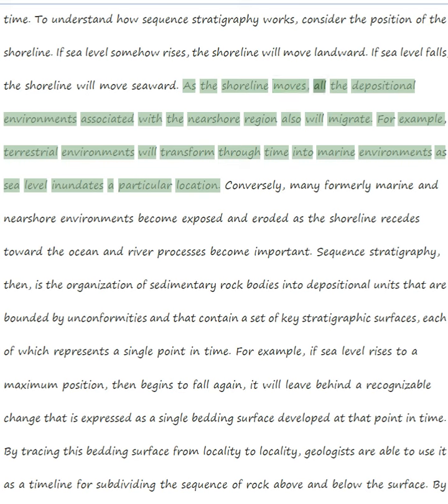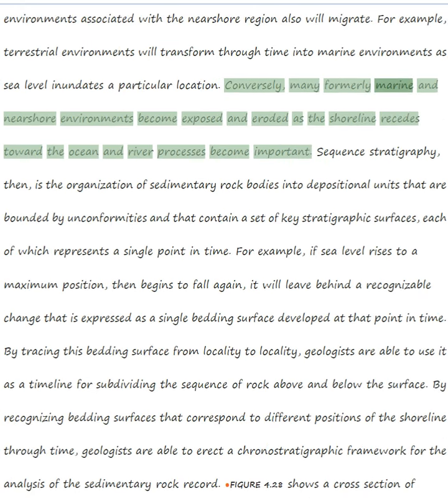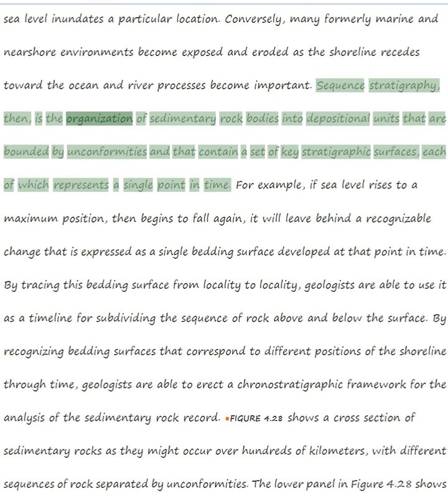As the shoreline moves, all the depositional environments associated with the nearshore region also will migrate. For example, terrestrial environments will transform through time into marine environments as sea level inundates a particular location. Conversely, many formerly marine and nearshore environments become exposed and eroded as the shoreline recedes toward the ocean and river processes become important. Sequence stratigraphy, then, is the organization of sedimentary rock bodies into depositional units that are bounded by unconformities and that contain a set of key stratigraphic surfaces, each of which represents a single point in time.